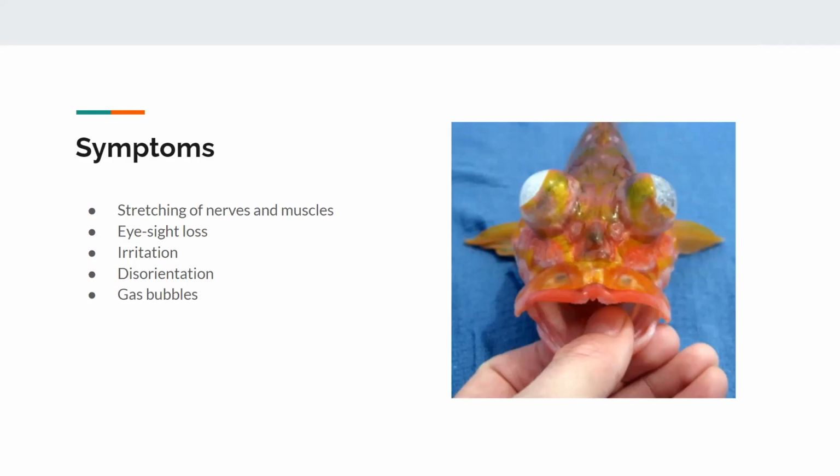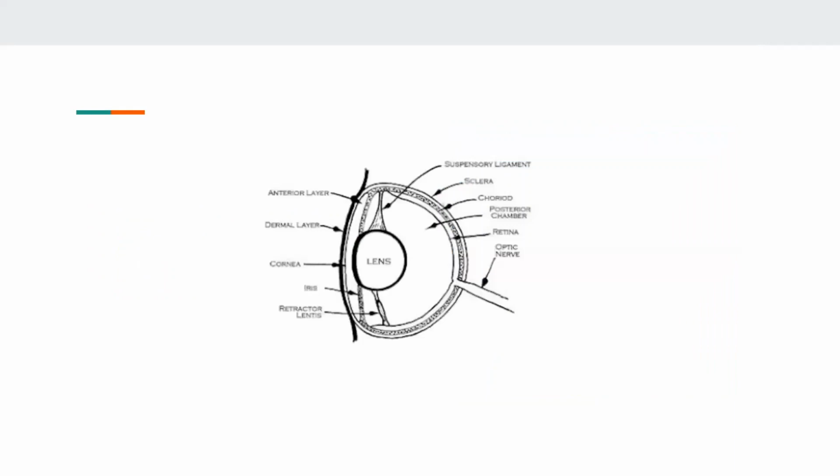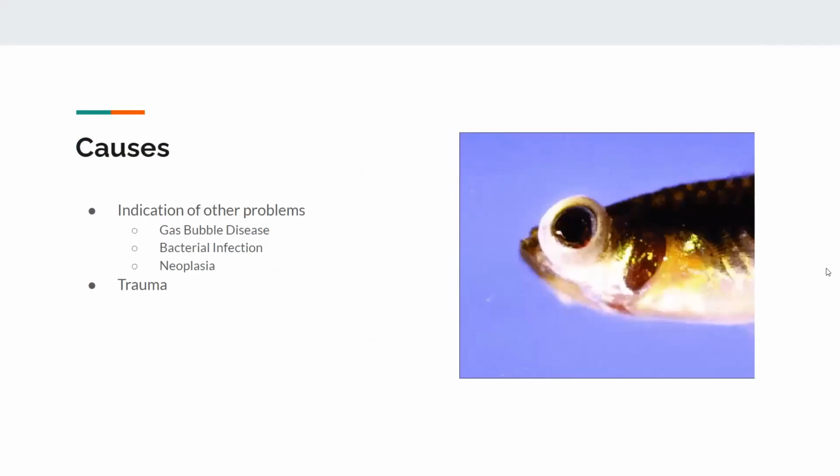Another symptom is also the appearance of gas bubbles that appear in between the sclera, this outer layer of the eye, and gas bubbles can appear anywhere in between these layers of the eye. There are various causes of exophthalmos. However, the appearance of it usually indicates that there is another problem going on.